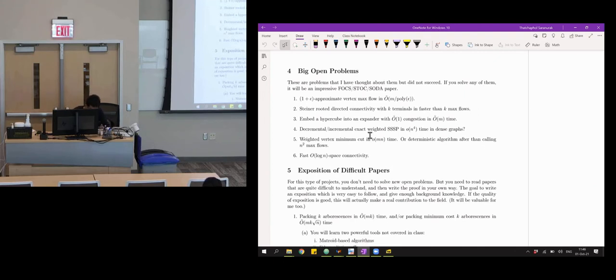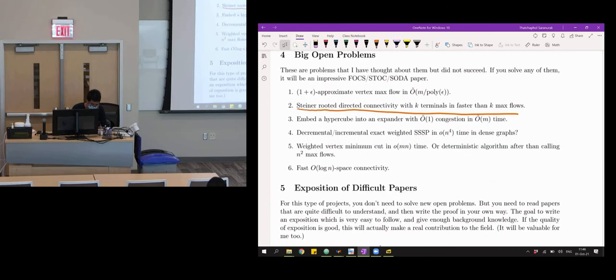Oh yeah, this is just the problem that I mentioned to you a moment ago. It's called Steiner rooted directed connectivity. It's just this problem, where you have x and you have t, and you want to compute the minimum.